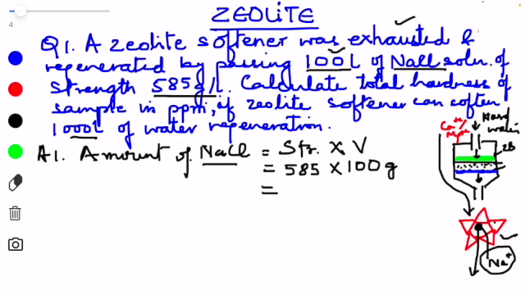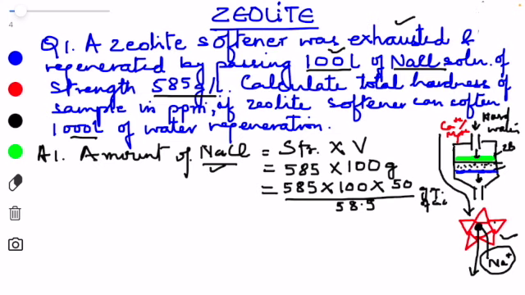Now since we are dealing with the hardness of water, we will convert it in terms of equivalence of calcium carbonate. How do we do that? We multiply it by the equivalent weight of calcium carbonate, which is 50, and we divide by the equivalent weight of the salt. Which salt is used over here? We are dealing with NaCl, so I divide by the equivalent weight of NaCl, which is 58.5. So this much gram equivalence of calcium carbonate is there.